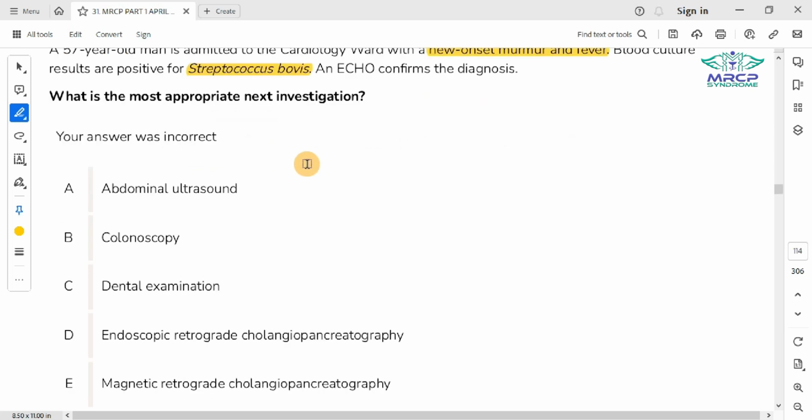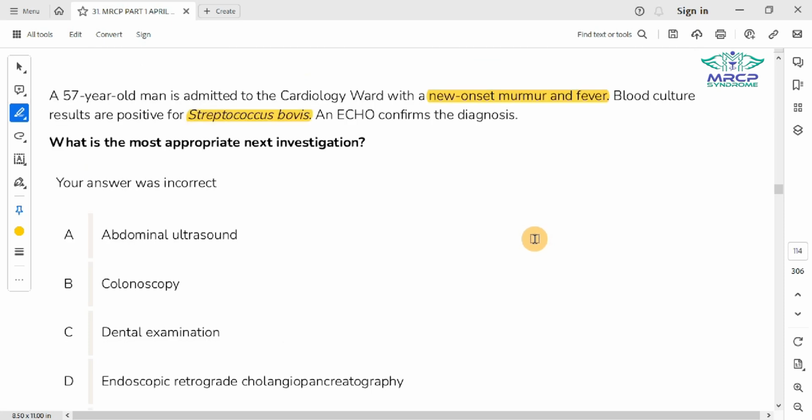What is the most appropriate next investigation? Abdominal ultrasonogram, colonoscopy, dental examination, endoscopic retrograde cholangiopancreatography, magnetic resonance cholangiopancreatography. A 57-year-old man is admitted to the cardiology ward with a new onset murmur and fever. Blood culture results are positive for Streptococcus bovis, and echo confirmed the diagnosis. So colonoscopy.